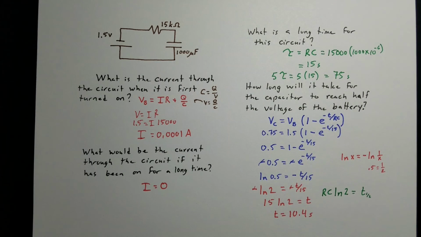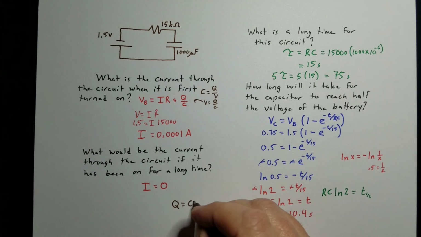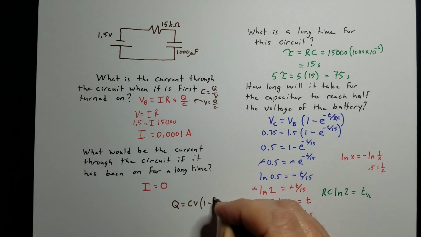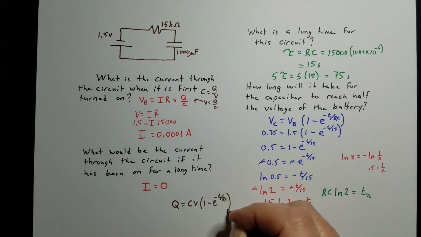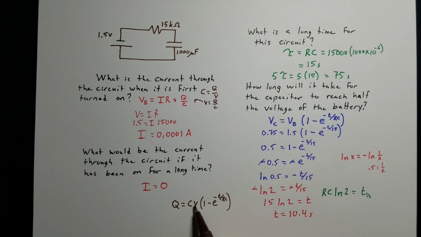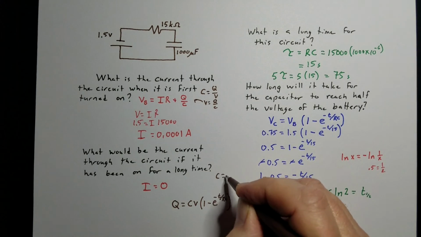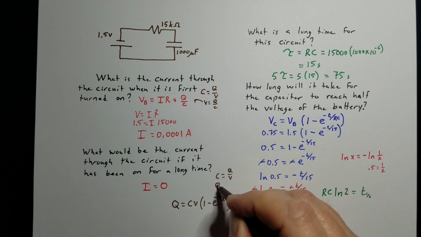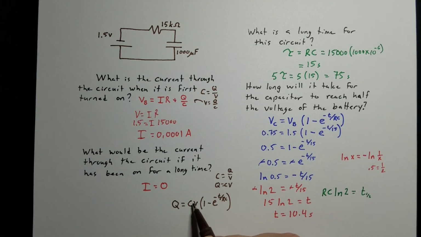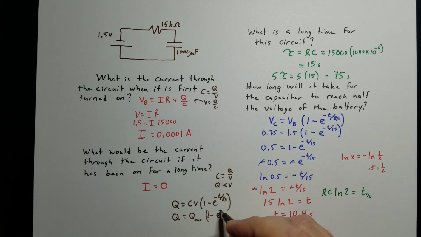Now, what if I want to figure out the charge on that capacitor at that moment? Charge is equal to CV times 1 minus e to the negative t over RC again. And we can solve for the same thing. This will be the maximum charge possible because, again, C is equal to Q over V. Solving that, we get Q equals CV. So that's the maximum charge that it can hold. So the charge on that is equal to the maximum charge times 1 minus e to the negative t over RC. And we can solve for that to figure out the charge on the plate at that time.